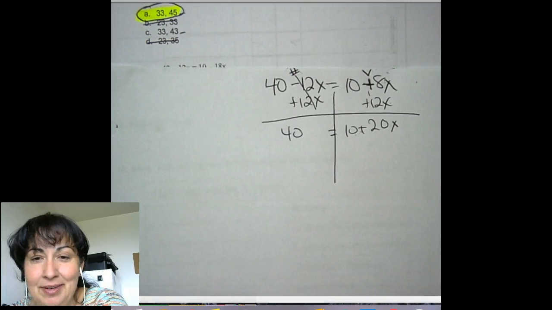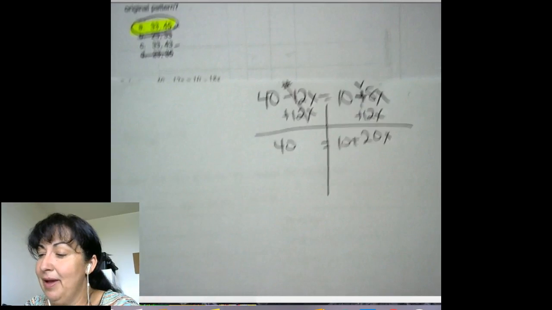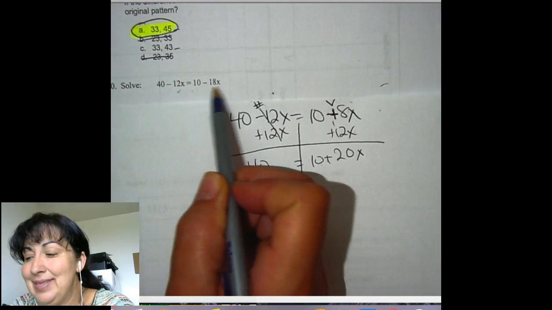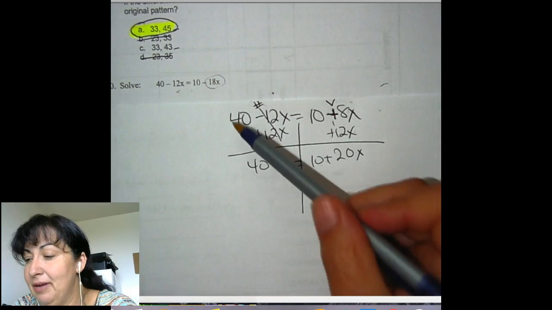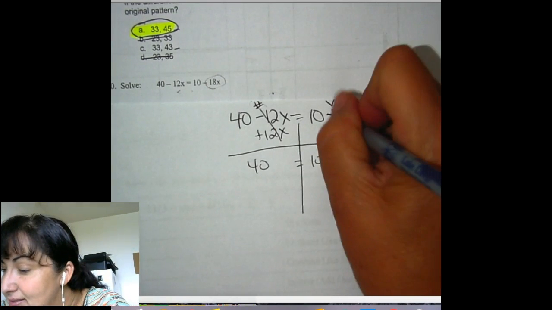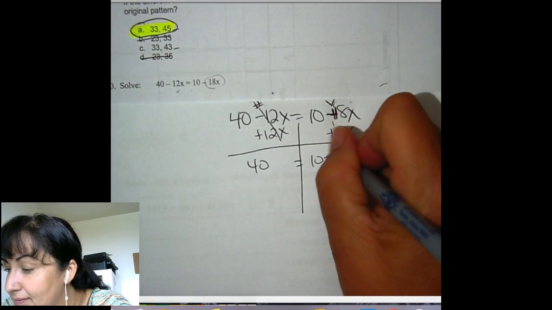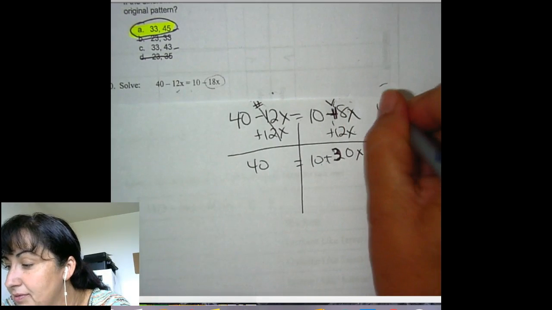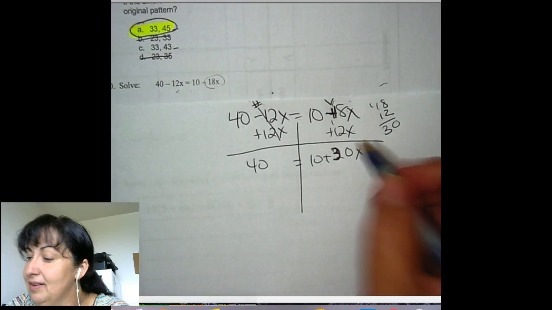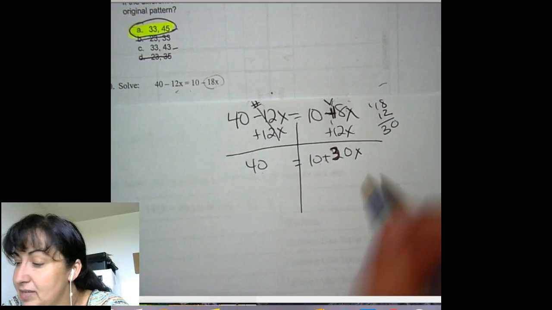Okay, so I had to take a time out there to relook at the problem because something didn't quite look right. When I rewrote down the problem, I wrote it down wrong. The problem said 40 minus 12x equals 10 minus 18x. When I rewrote it, I wrote 40 minus 12x equals 10 plus 8x. So I'm going to go ahead and make this an 18. And when I add those together, 18 plus 12 is 30 instead of 20. So now I have 40 equals 10 plus 30 x's. Okay, so I apologize for that mistake.